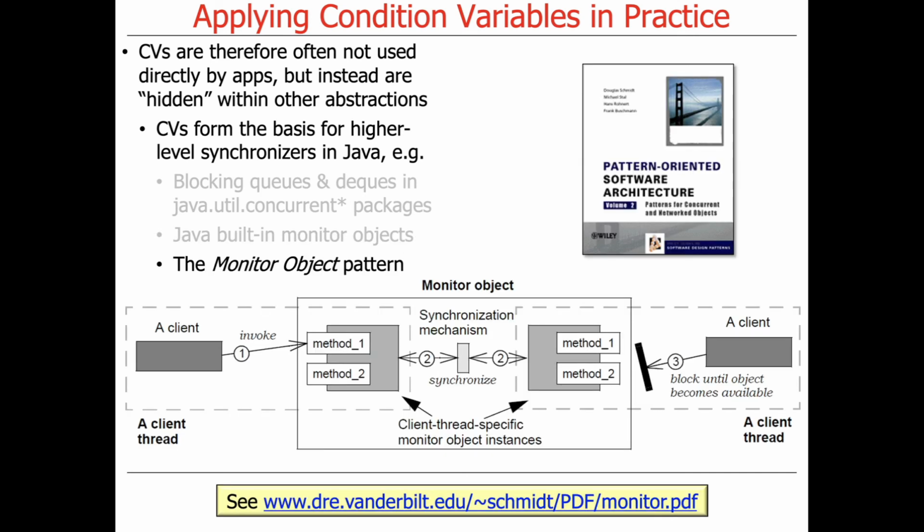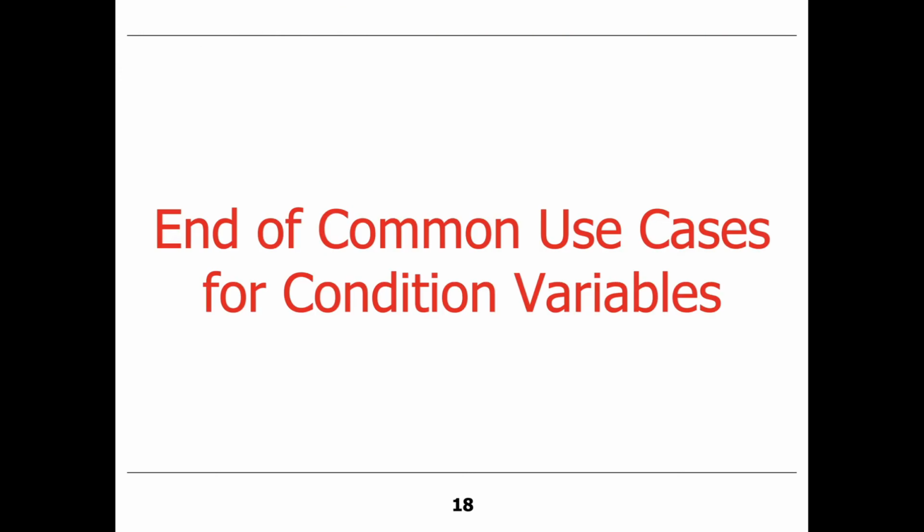The monitor object pattern is really the underlying abstraction that is used in practice to encapsulate condition variables and/or condition objects and/or monitor locks and so on, intrinsic locks or reentrant locks, whatever you want. And so again, you can learn about that pattern here at this link, or go take a look at the Pattern-Oriented Software Architecture Volume 2 or Volume 4 books.